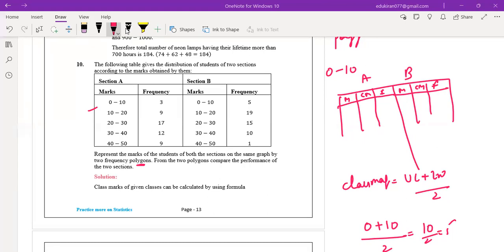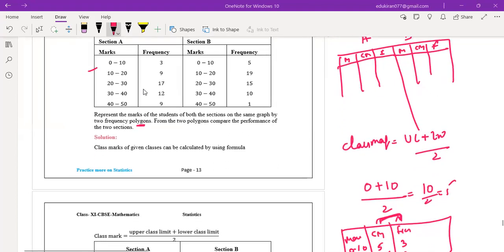Ma'am, all of them will be 10 if we do upper limit minus lower limit. No, you have to add it. Upper, this is the formula. Upper. Zainab, can you hear me? Okay. Yes. Right?